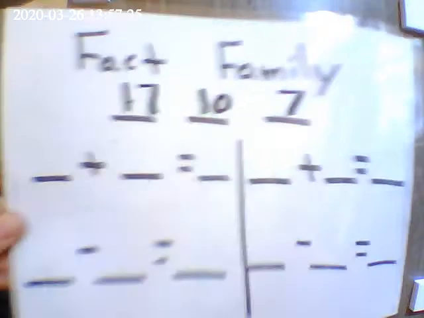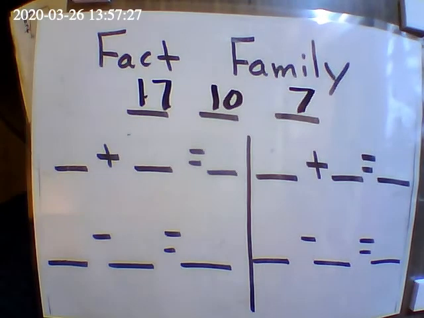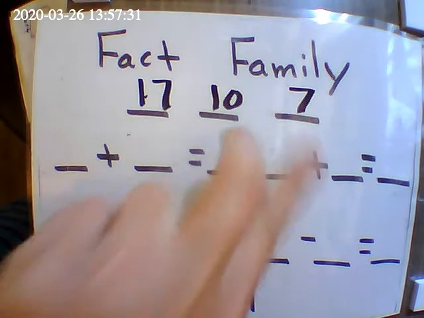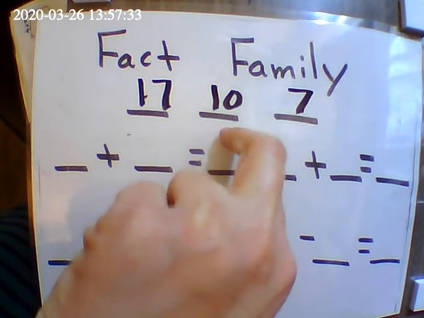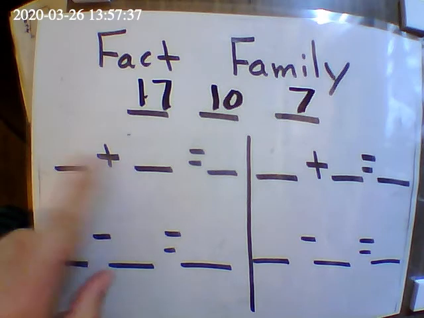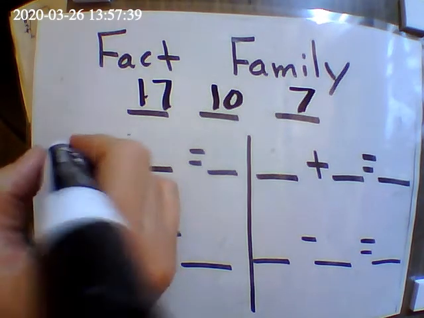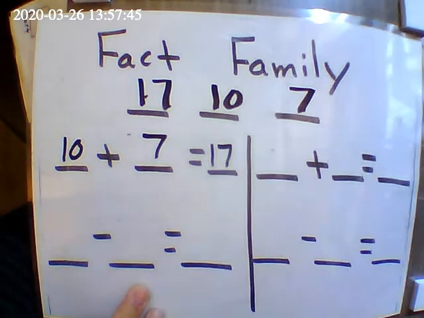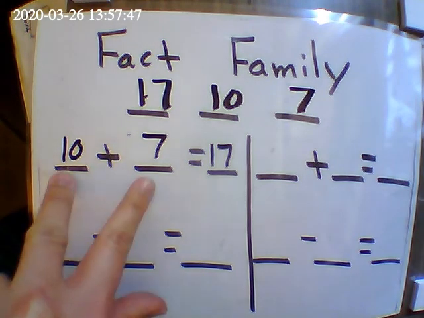Moving on to fact family. So we're working on those teen numbers, breaking them into tens and ones. So we have the whole number, part, part. We take the two parts, put them together to make the whole. So when we do the part, we're adding those together. So 10 plus 7 equals 17. And then for another one, we're just going to reverse these two.